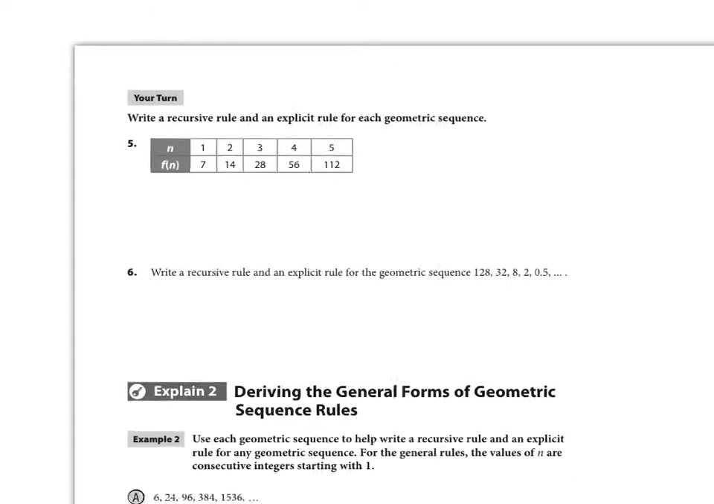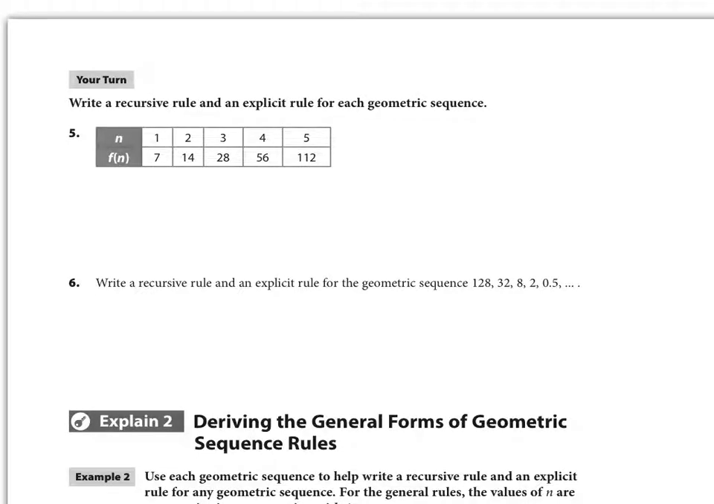Let's take a look at your turns on the next page. I'll do the first one. You do it with me. You'll do the second one, number 6. Here we go. Common ratio. I'm going to take the second term, 14, divided by the previous term, 7. Common ratio is 2.